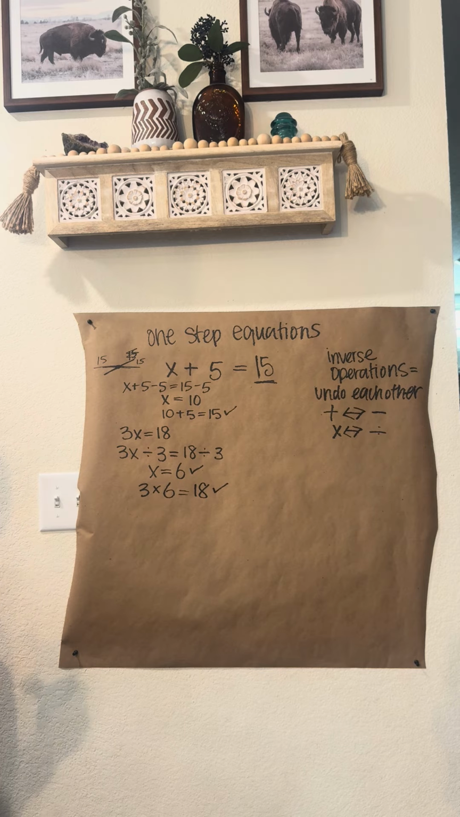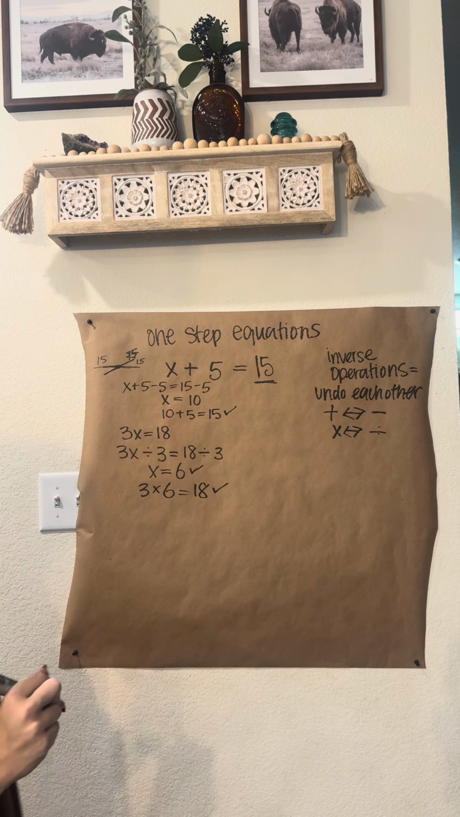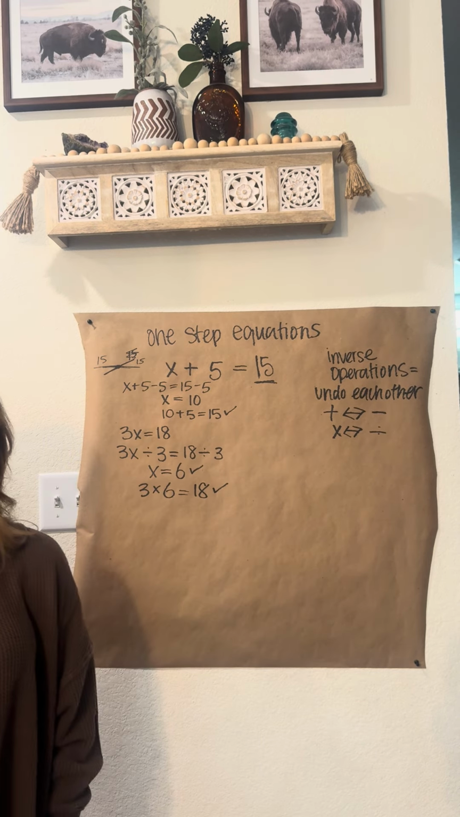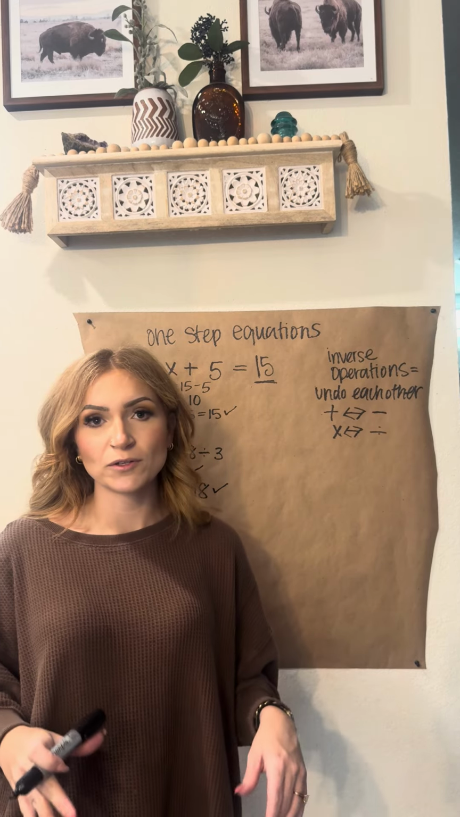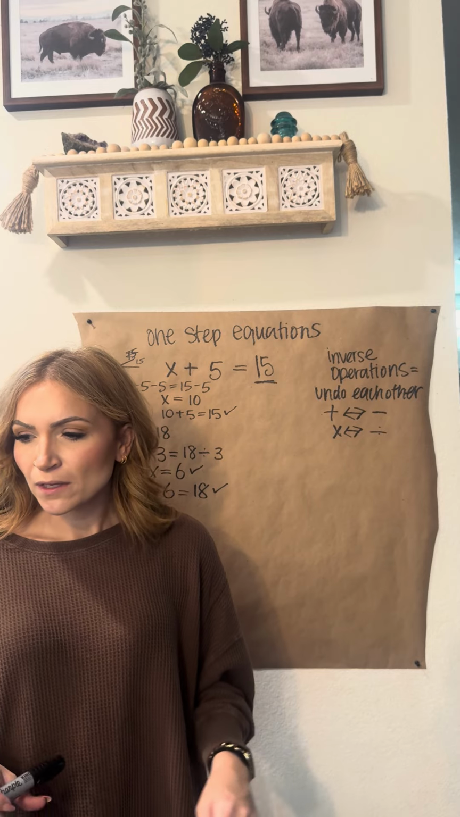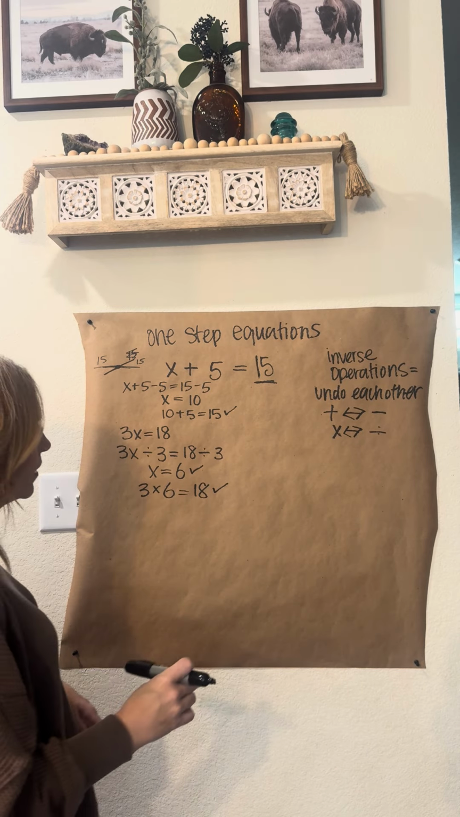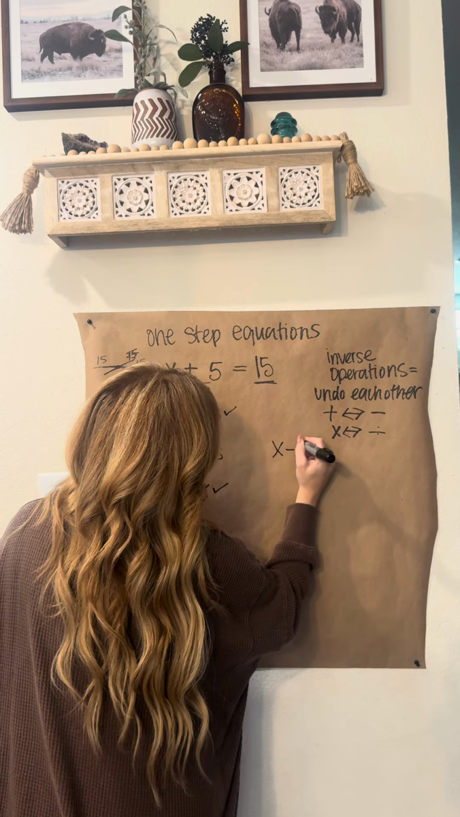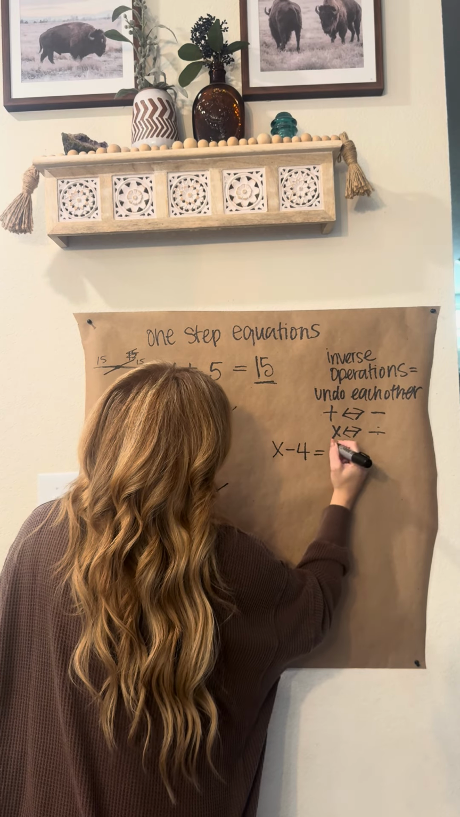So let's try a subtraction one. And then I'm gonna give you guys one that maybe you can sit and try to do on your own on your notebook paper. I'll put it up here and then we'll go over it again. So let's do x minus 4 equals 12.